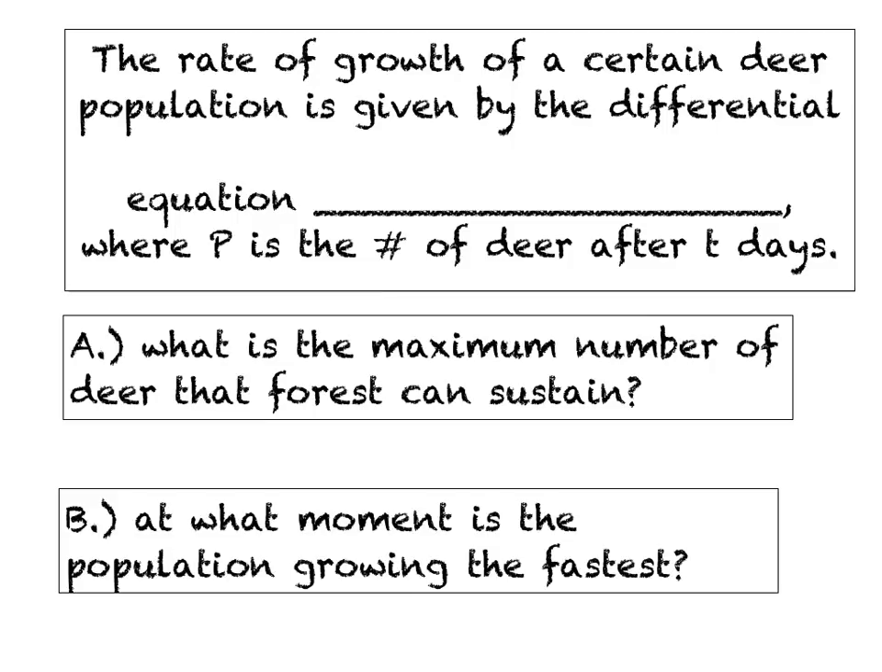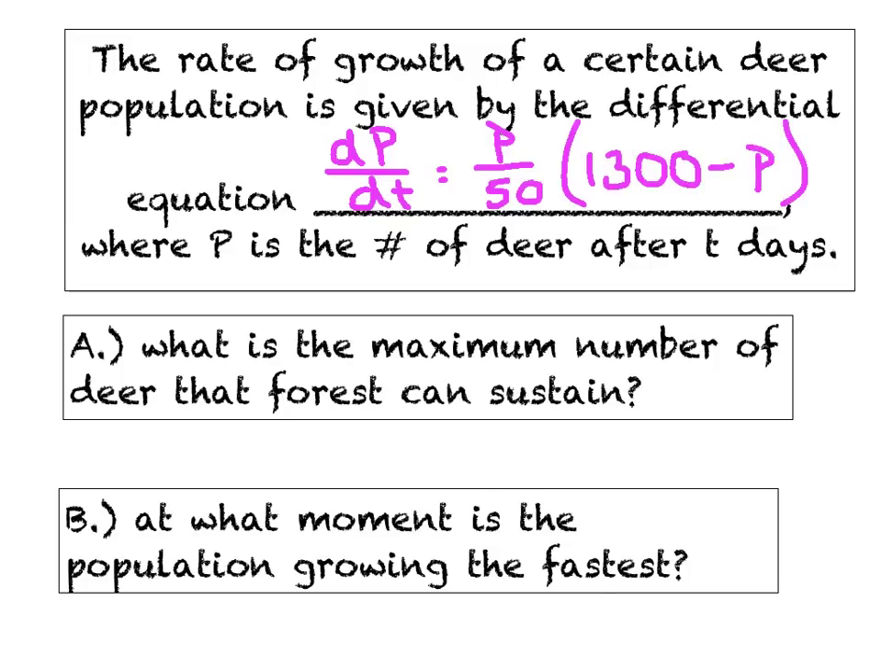Okay, the rate of growth of a certain deer population is given by the differential equation dp dt equals p divided by 50 times the quantity 1300 minus p. And this is a very friendly Diffy Q. The reason I like this one so much is as you look at that last p value right here at the end, that term is strictly p. There's no extra coefficient or baggage to go with it. So we're in great shape. Right now your k value or your growth factor is 1 over 50 and our carrying capacity is 1300.